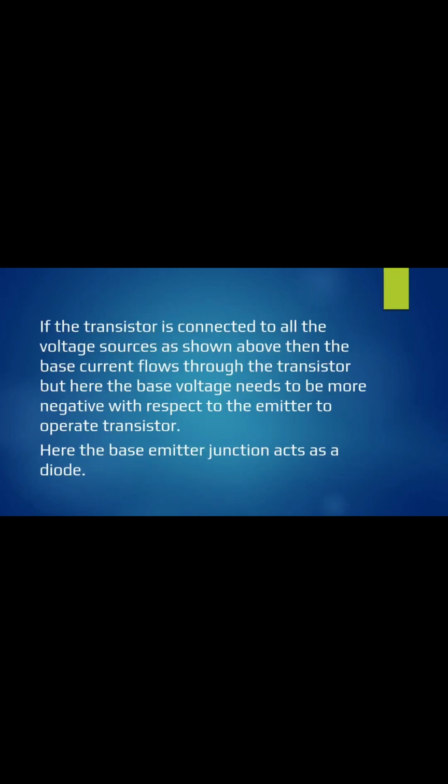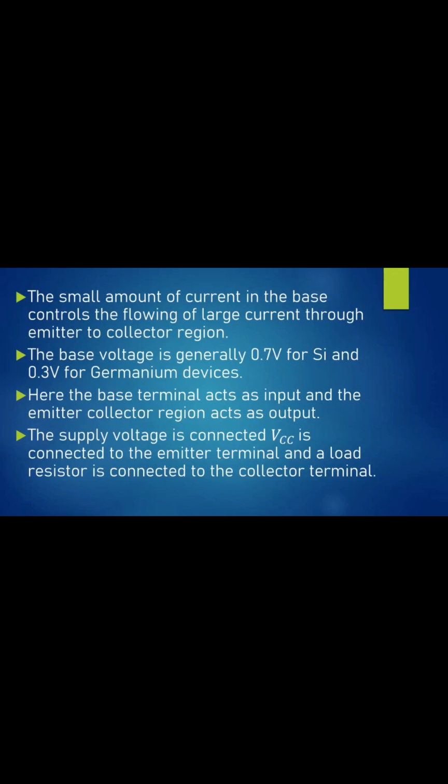If the transistor is connected to the voltage sources as shown above, then the base current flows through the transistor. But here the base voltage needs to be more negative with respect to the emitter to operate the transistor. Here the base emitter junction acts as a diode. A small amount of current in the base controls the flow of a large current through the emitter to collector range. The base voltage is generally 0.7 volt for silicon and 0.3 volt for germanium devices.